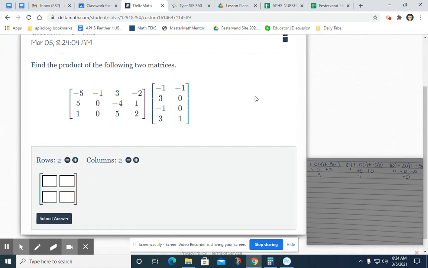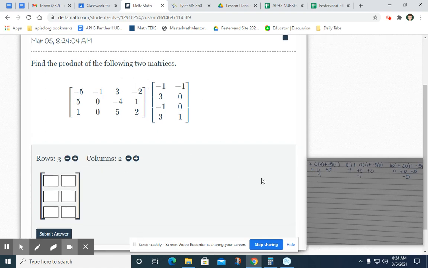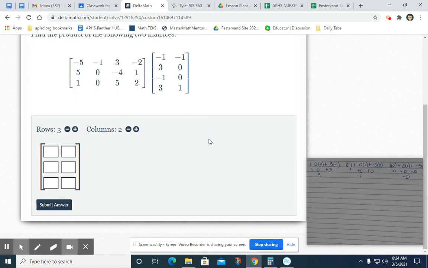And there are 2 multiplication questions. So now on this one, I have 3 rows in my first matrix and 2 columns in the second matrix. So I'm going to end up with a 3 by 2 matrix. And so we repeat.